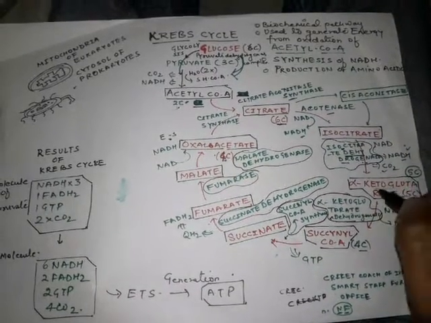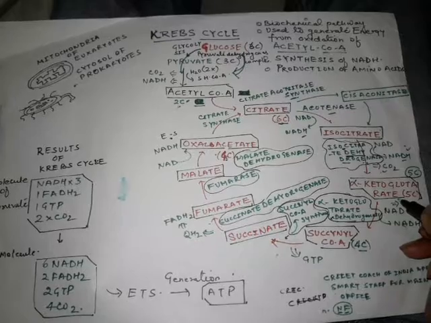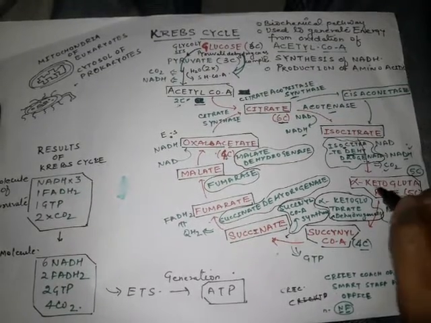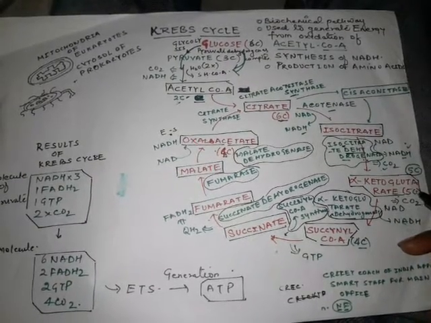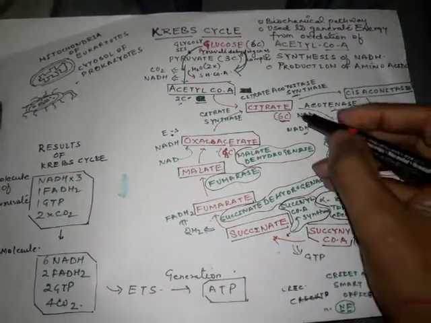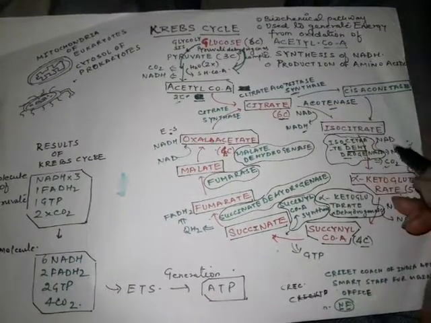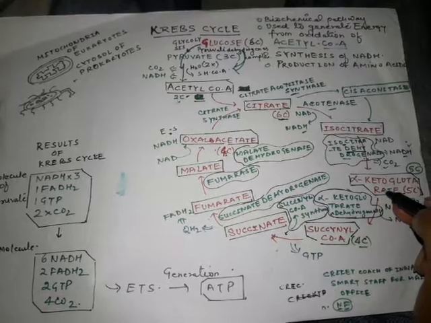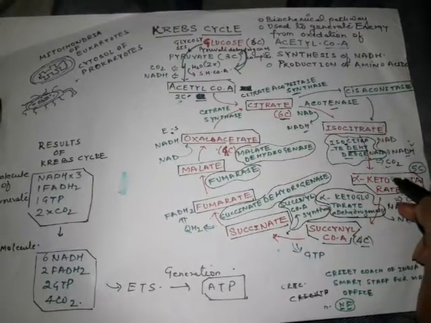This alpha ketoglutarate here is a 5 carbon sugar. Sorry, not sugar. Alpha ketoglutarate is a 5 carbon containing compound. Okay, this is 6 carbon, and this is further how much carbon? 5 carbon. Okay, so this is a simpler molecule as compared to this.